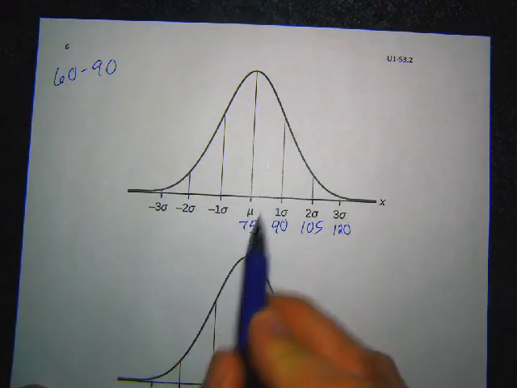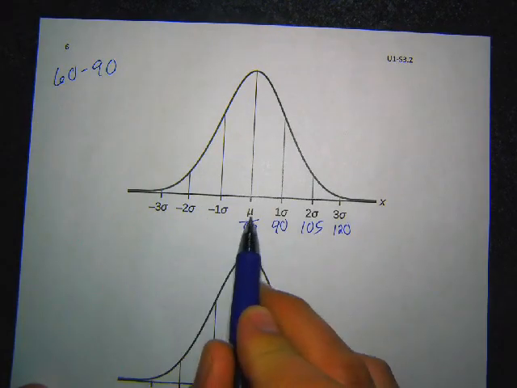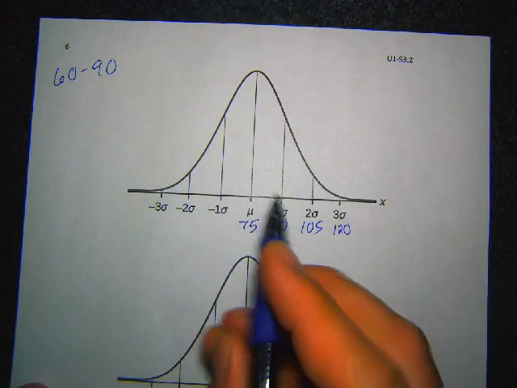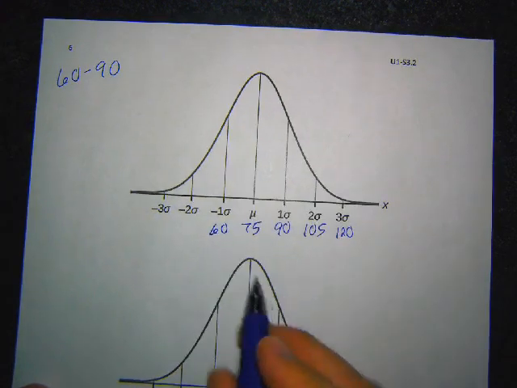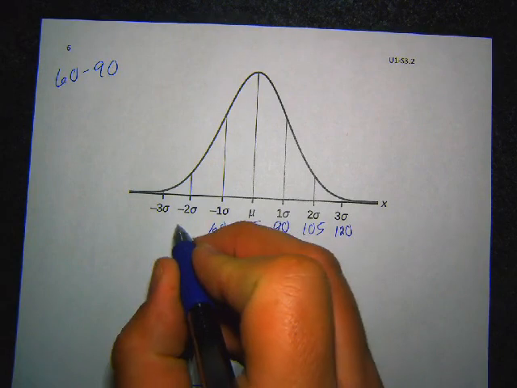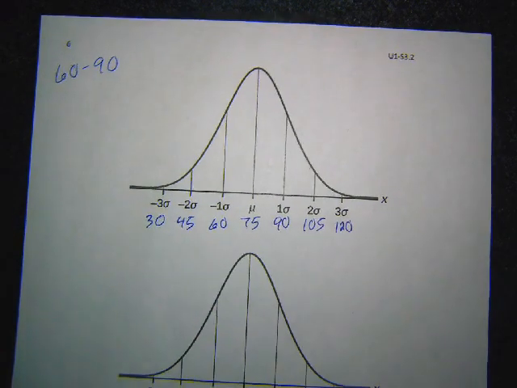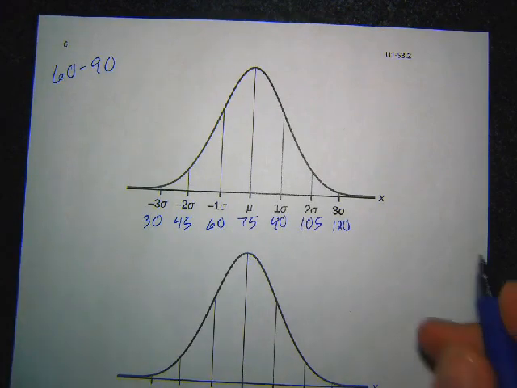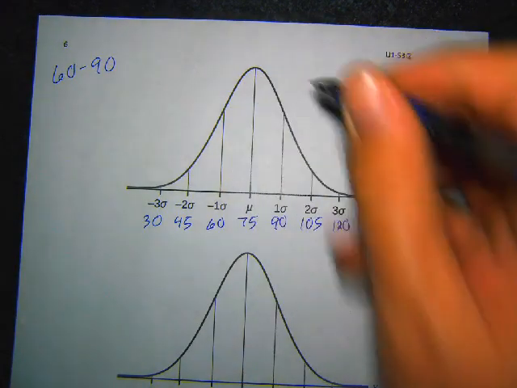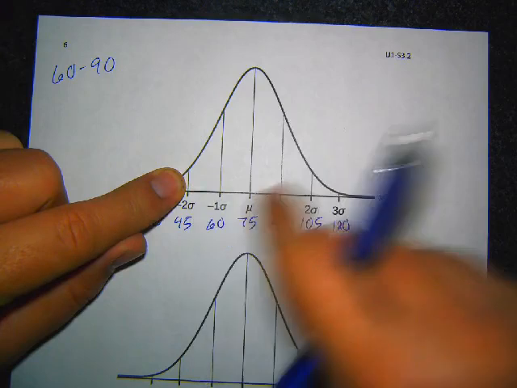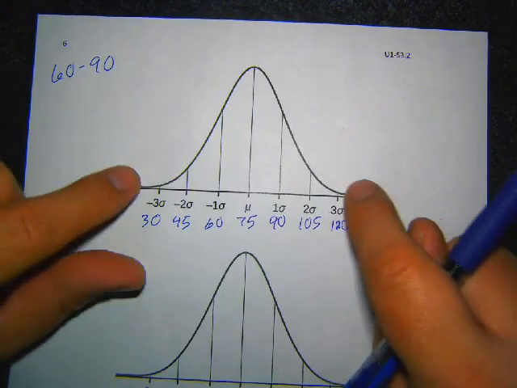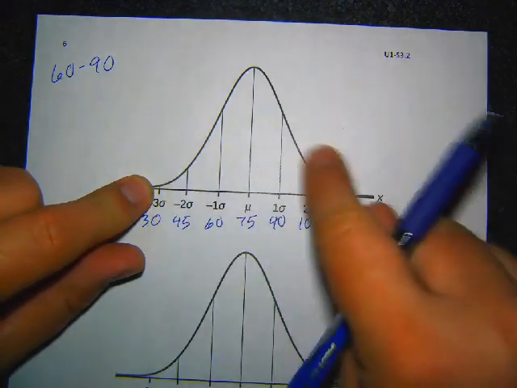Now going down, instead of adding, I'm going to subtract. I take this mean 75, subtract 15, you get 60 here. Take 15 away from that, you end up with 45. And 15 away from that, you end up with 30. Now I've got labels. And again, remember this middle region here is 68%. If we go out to here, this whole region is 95%. If we go out to here, this whole region is 99.7%.